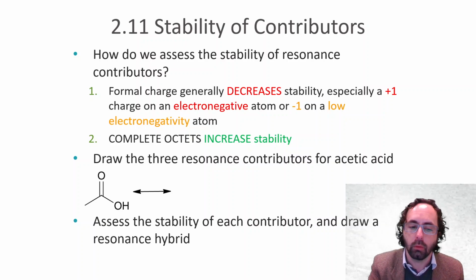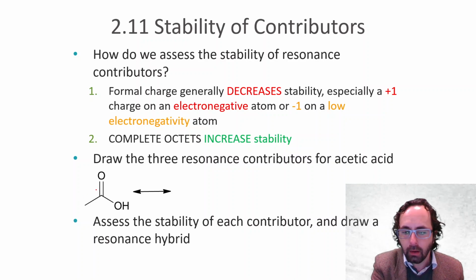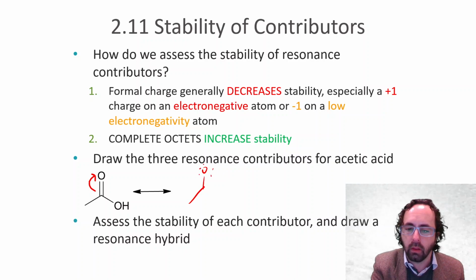So if we wanted to draw resonance contributors for acetic acid, we can use some of these patterns. The first one I notice is that I have a pi bond between 2 atoms of differing electronegativity. So I can write a single arrow here and then represent this oxygen with a negative formal charge.